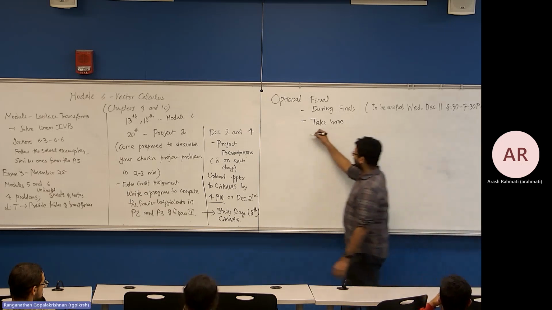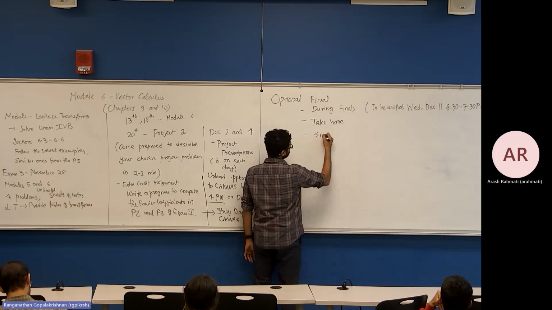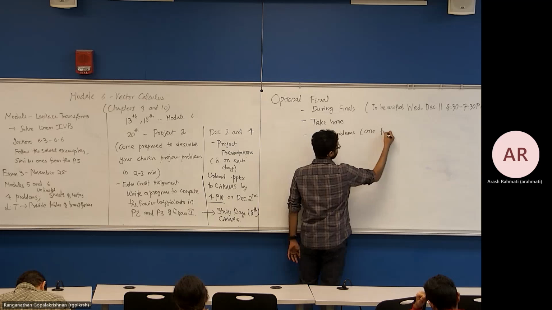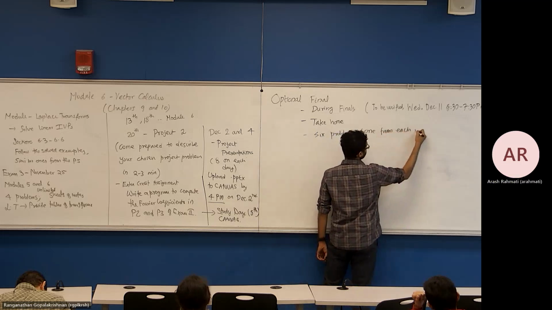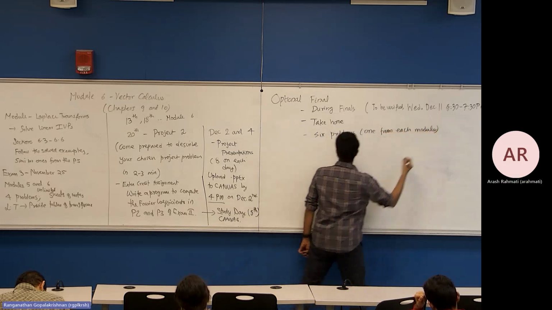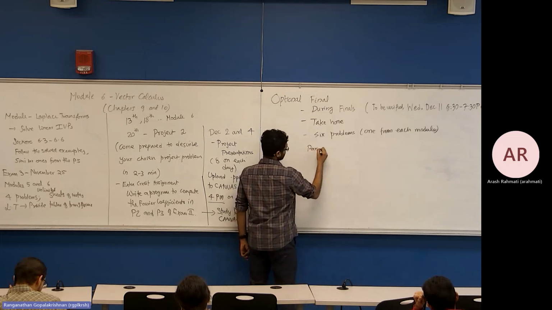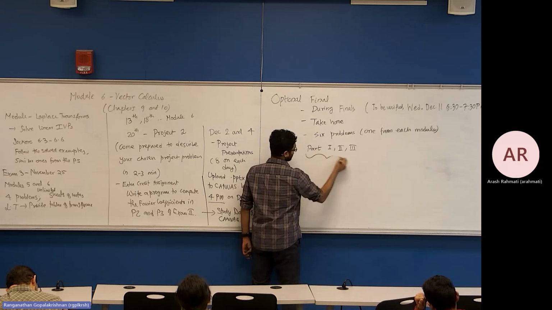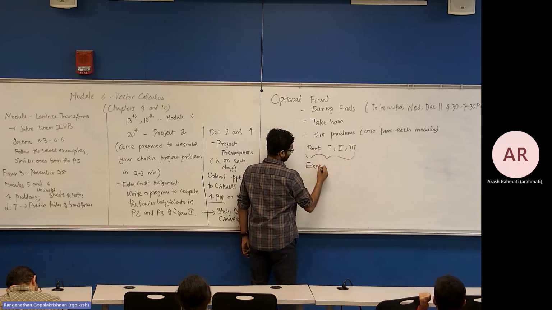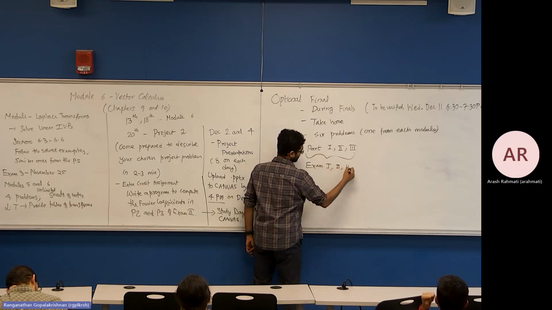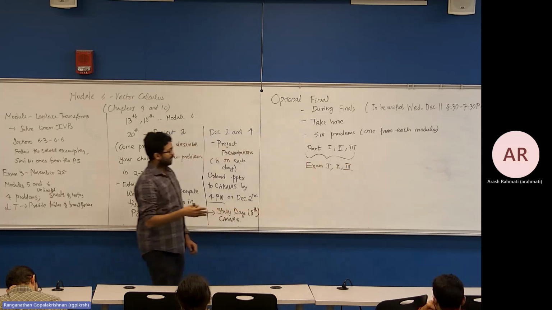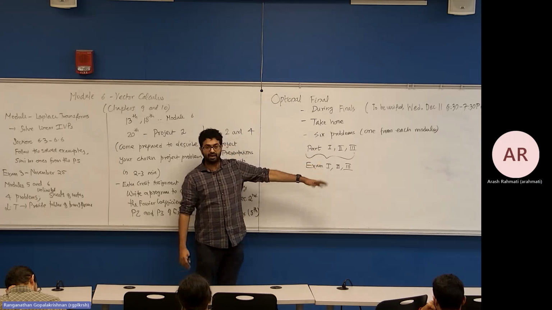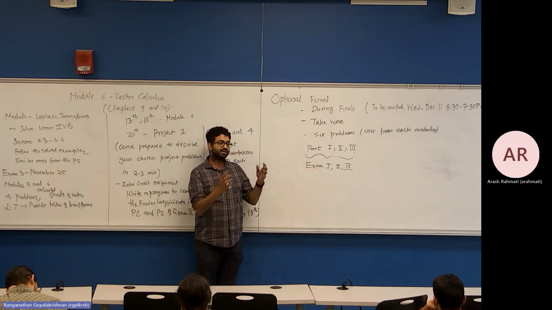And this optional final will have 6 problems, one from each module. I'll divide that into part 1, 2, and 3, which directly correspond to exam 1, 2, and 3, so that I'll assign individual scores to each part, and if it happens to be greater than your exam 1 score, I will take the larger of the scores.